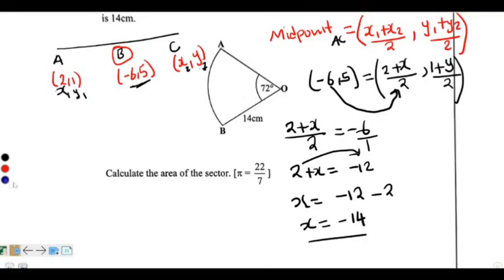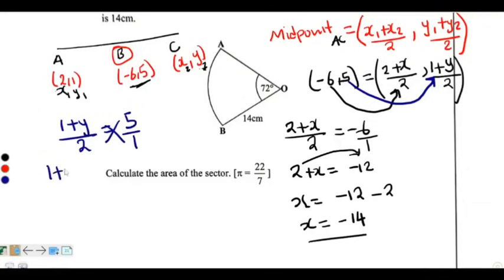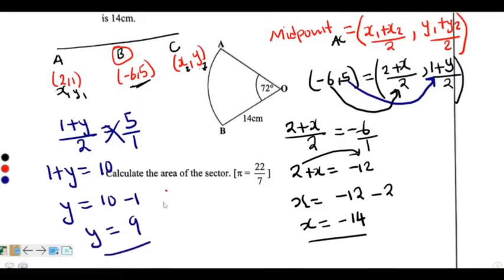Now, remember, here we just equated the negative 6 to the first coordinate. Now we are remaining with this positive 5, and we equate it to that. So we say 1 plus y over 2 is equal to 5. We divide by 1, cross multiply: 1 plus y is equal to 2 times 5, which is 10. So y is equal to 10 minus 1, so y is equal to 9. Therefore, the coordinates of C, remember we just said x, y: the x coordinate is negative 14, the y coordinate is 9. So these are the coordinates of point C, negative 14, comma 9.